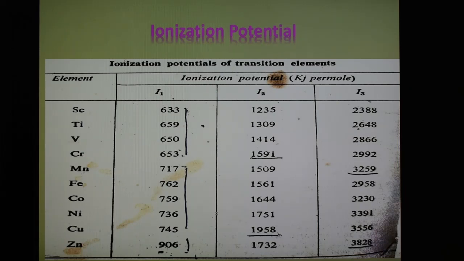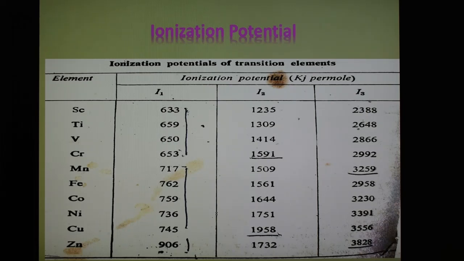Second and third ionization potential values for any given element also increase and are higher, as expected. Within the series, I2 and I3 values follow the same trend as the I1 values, that is, they also increase with increasing atomic number. Chromium and copper have unexpectedly higher values of second ionization potential. This is because in these elements the second electron is to be removed from the stable configurations d5 and d10, and therefore the values are high.